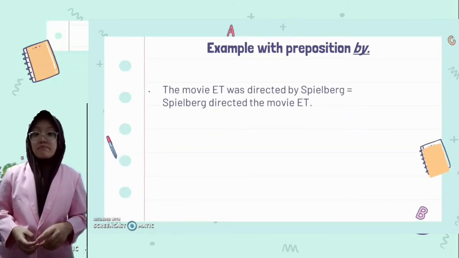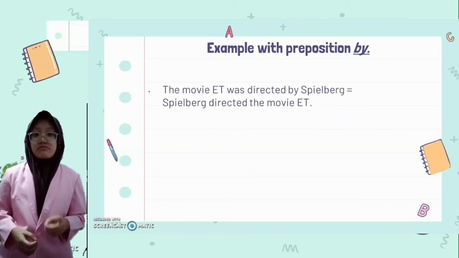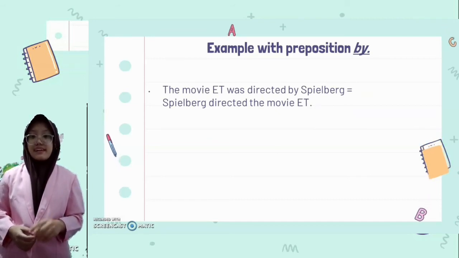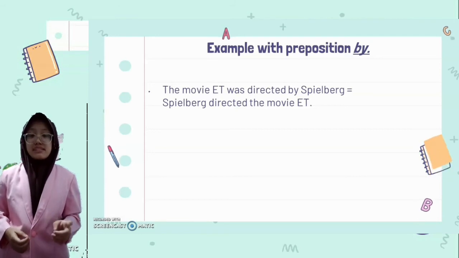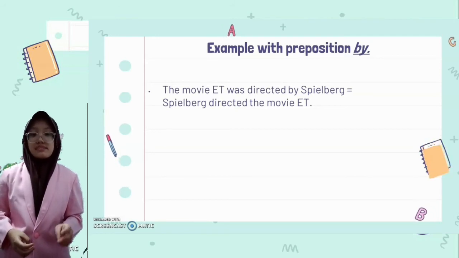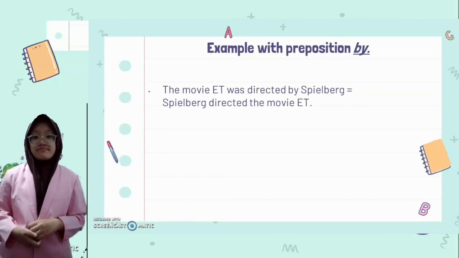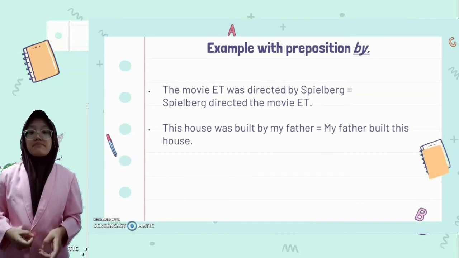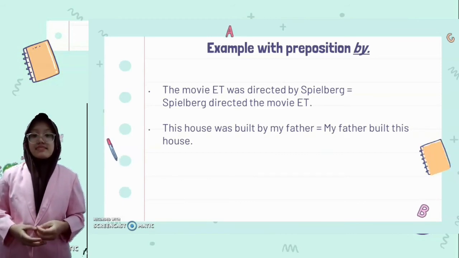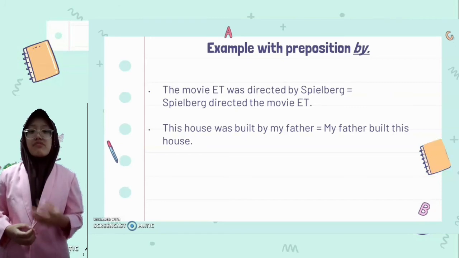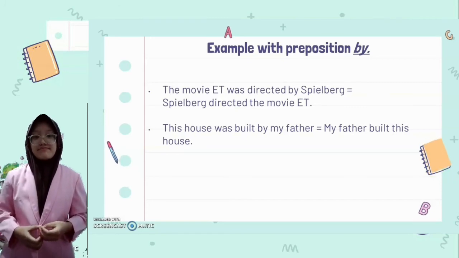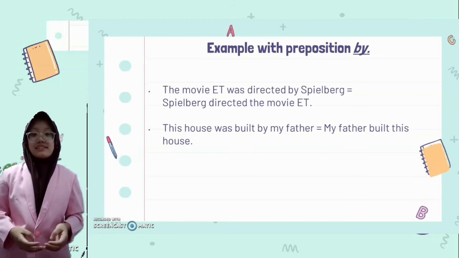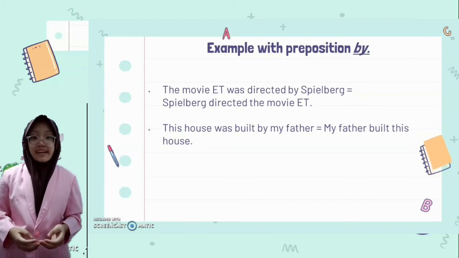Okay, here is the example. The movie IT was directed by Spielberg. While in active voice, Spielberg directed the movie IT. And then, this house was built by my father. While in active voice, my father built this house. Here are examples of using the preposition by.